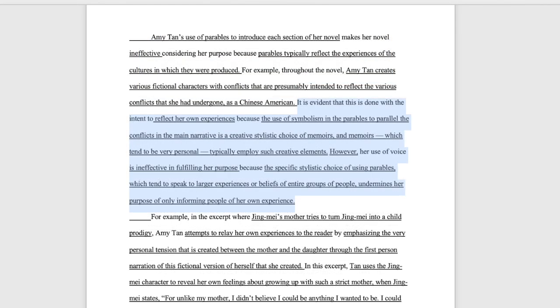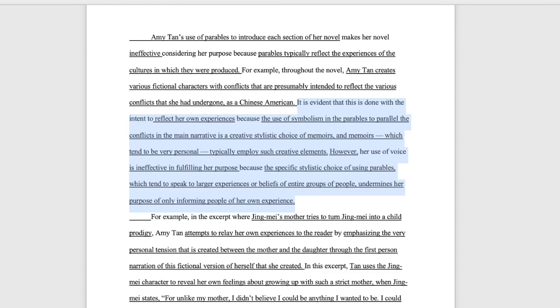Then I elaborate by providing additional information explaining why her use of parables would be indicative of the purpose that I identified, explaining that the parables are a sort of symbol for the main character's narratives, and that such stylistic choices are typical of memoir writing. I also emphasize how memoirs tend to be personal in nature, but then I elaborate, once more adding additional information, as to why this particular stylistic choice of using parables contradicts her purpose of telling her own personal story.